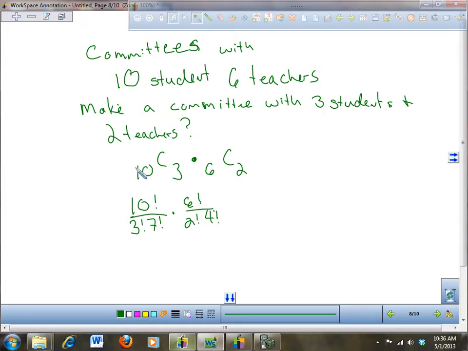You can do that on your calculator, right? I didn't do it, but you could figure that out using your calculator, just by multiplying it out. Questions on that?